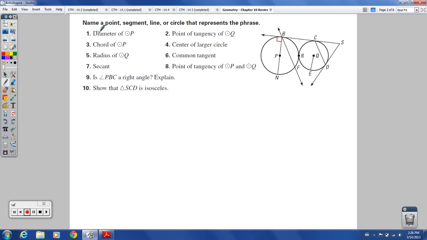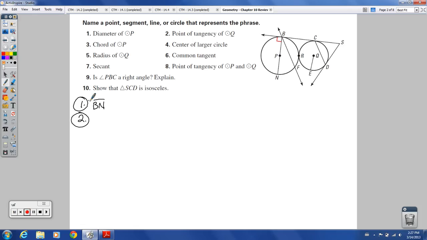So number 1 here, for this whole set of problems 1 through 10, we're going to be using this diagram. It's saying to name a point, segment, line, or circle that best represents the phrase. So let's see, diameter of circle P of what's drawn in here. I would definitely say that NB or BN, that segment, would be the best choice, the only choice actually for that.